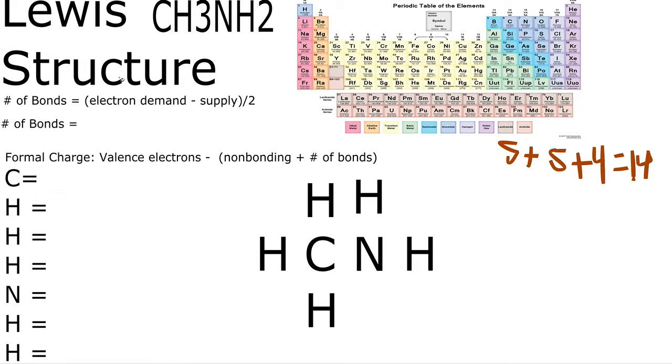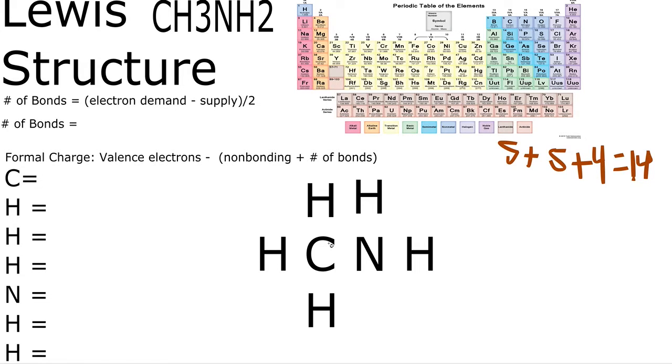This is our supply in this formula. This formula lets us know how many bonds our molecule should have. So our demand would be to satisfy an octet on each of these atoms. However, hydrogen cannot have more than 2 valence electrons. It likes to be like the noble gas helium. So our electron demand would be 8 on carbon, 8 on nitrogen, 2 on hydrogen, 2 on hydrogen, and so on.